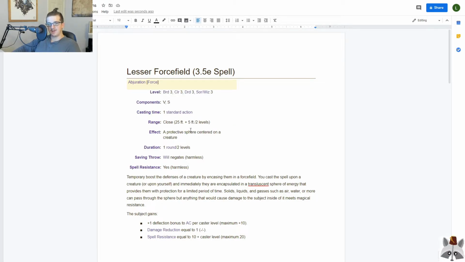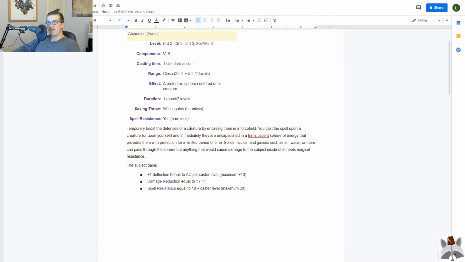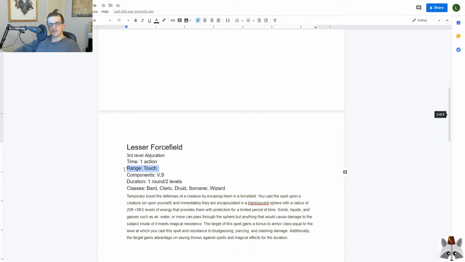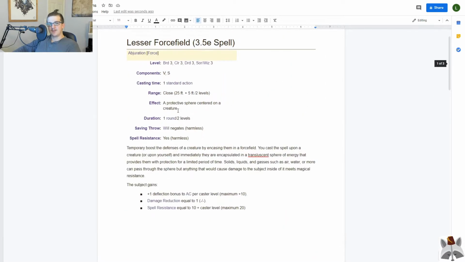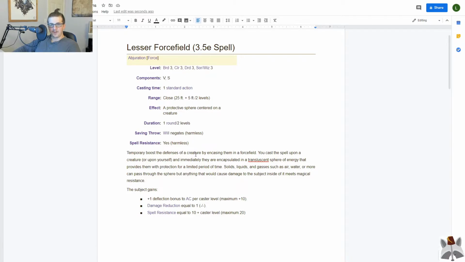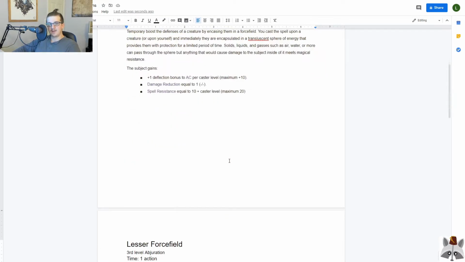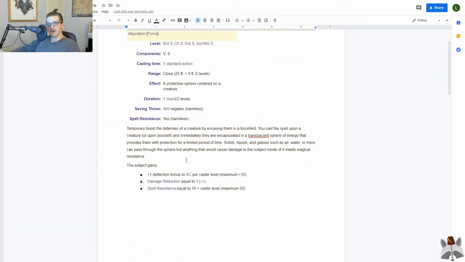I'll get into that in just a bit. But using the 5th edition terminology and mechanics, it was more fitting to use the word touch rather than saying you can target someone, because if you can tell right here, it says you cast this on a creature or upon yourself. So pretty much I said you can touch a creature and then they have the radius, as you'll see right here, or you can touch yourself and you'll have the radius.